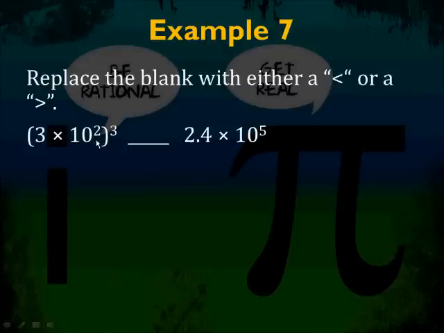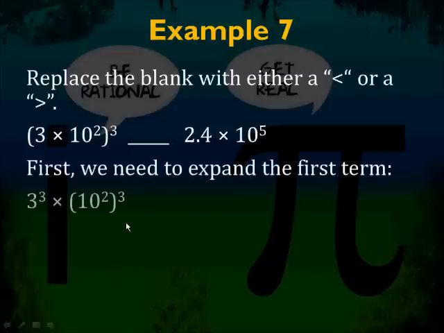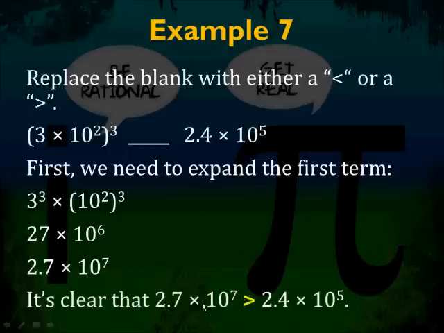So let's expand this number to see what we get. Since it's a product, you can do 3 cubed times 10 squared cubed. This becomes 27 times 10 to the 6th. Now we have to convert this to some number between 1 and 10. That's 2.7. We put one of the 10s here, so this number becomes 2.7 times 10 to the 7th. That is clearly bigger than any number times 10 to the 5th. So you compare the power of 10. Since this one's greater, you can stop there. You don't need to look at the factor anymore.